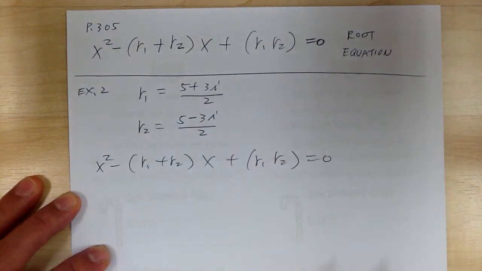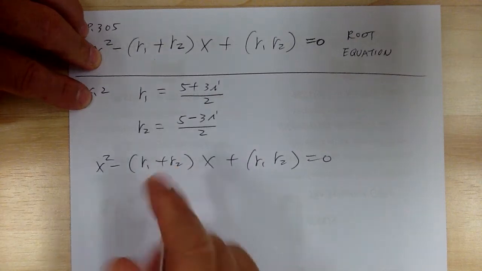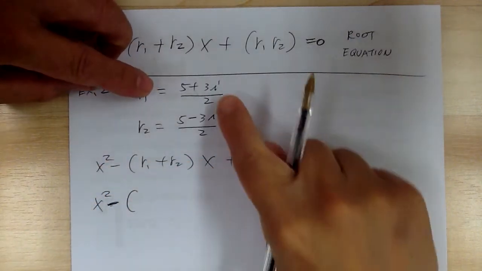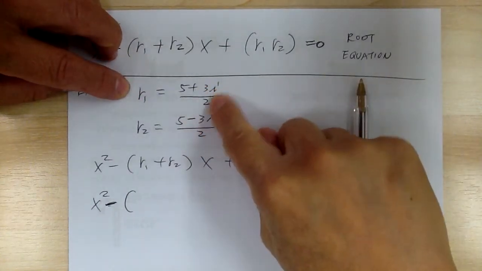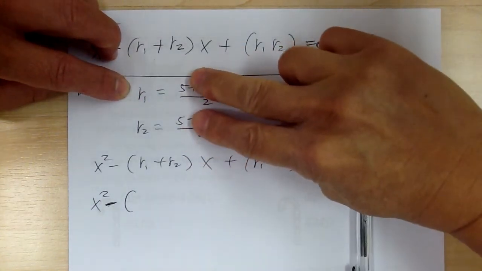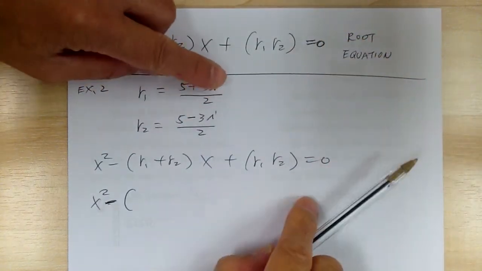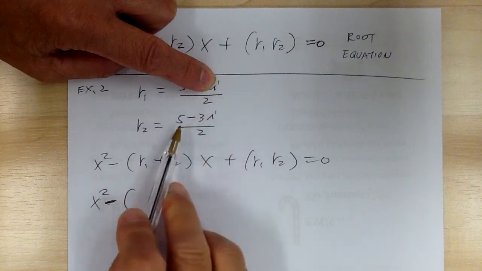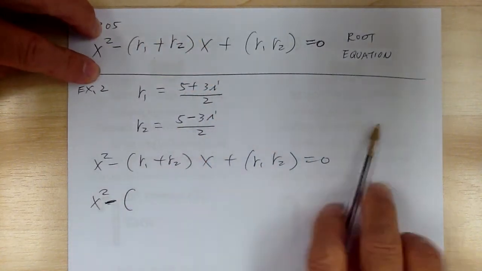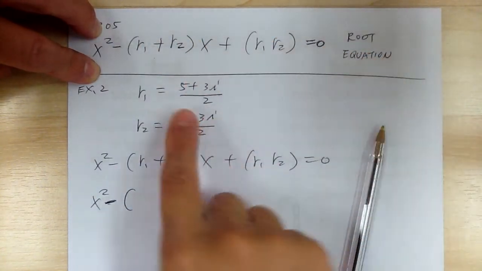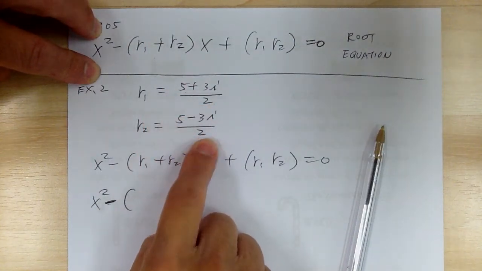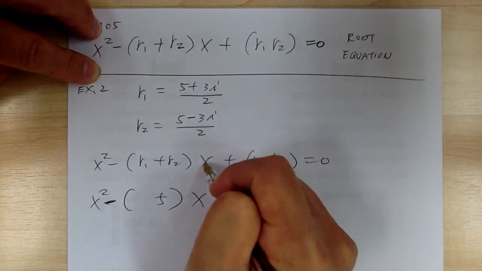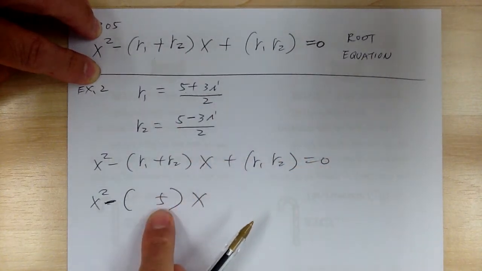Now start to add this together. See what happens when you add: the plus 3i and minus 3i will cancel out. So basically you end up with 5 over 2 plus 5 over 2, which gives you 10 over 2, which gives you 5. You kind of have to do it mentally and just put it down.